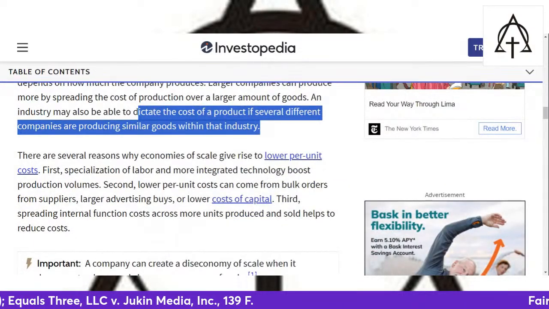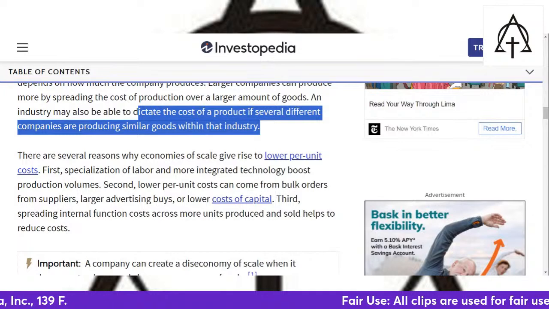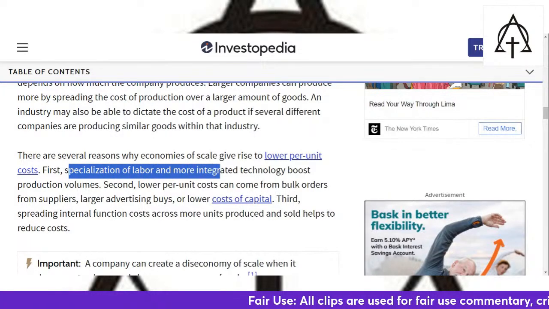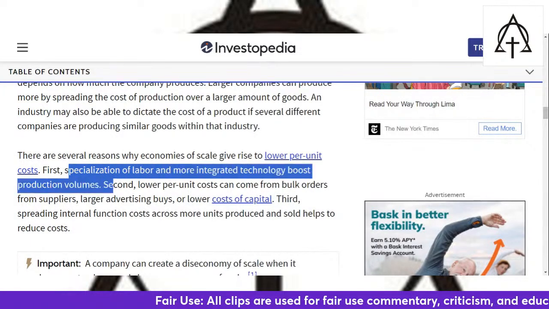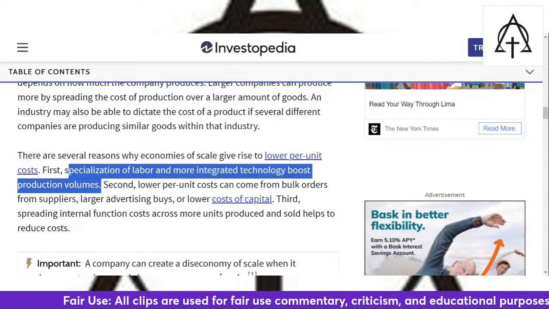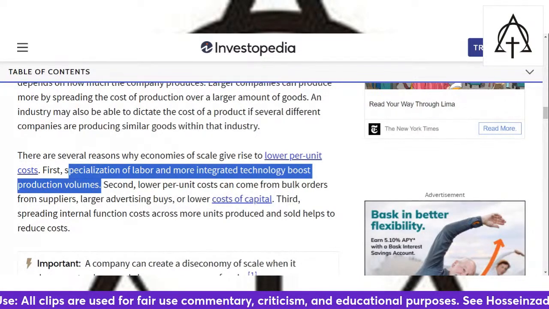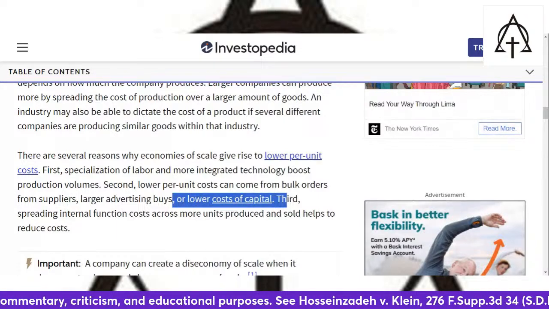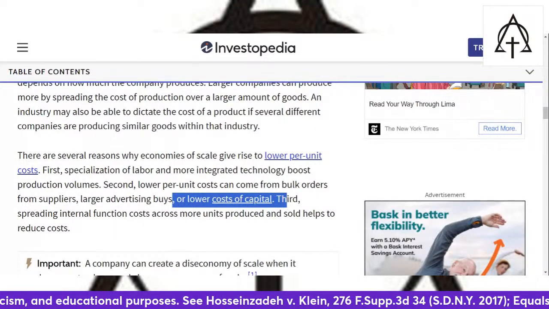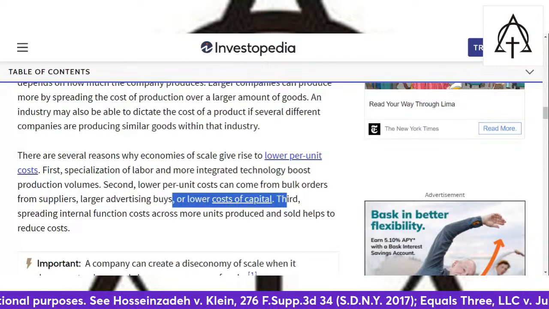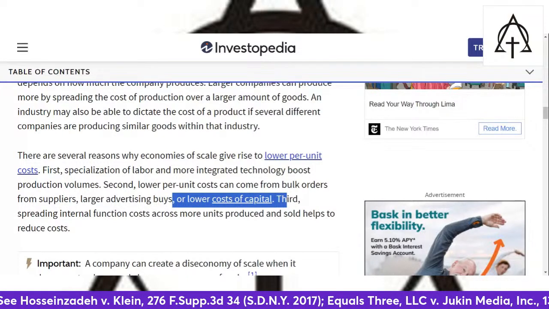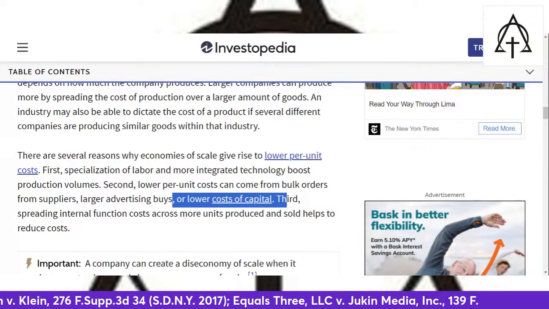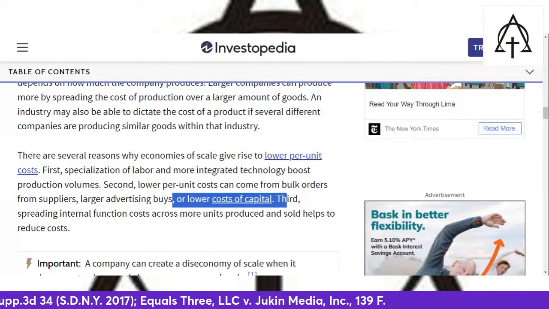There are several reasons why economies of scale give rise to lower per unit costs. First, specialization of labor and more integrated technology boosts production volumes. So again, this is all just the costs of capital. Second, lower per unit costs can come from bulk orders from suppliers, larger advertising buys, or lower costs of capital.